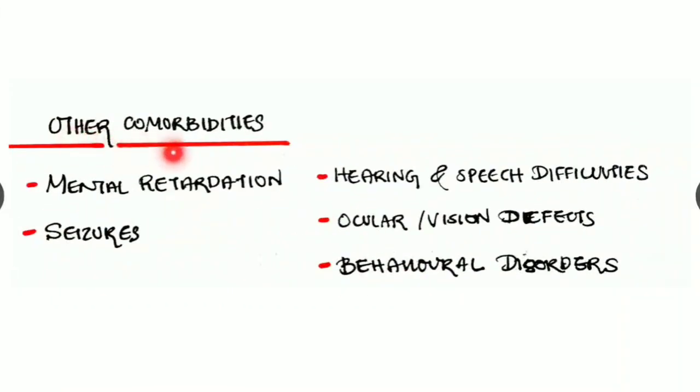Which are the other comorbidities of cerebral palsy? The child will show mental retardation, recurrent seizures, hearing and speech difficulties, ocular or vision defects, and behavioral disorders.